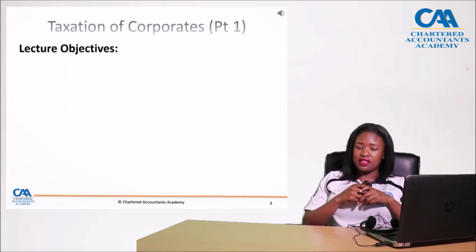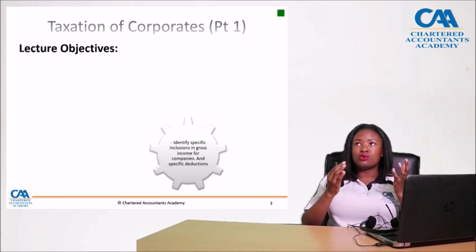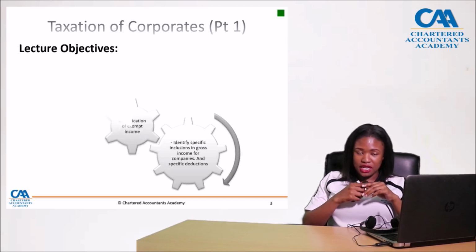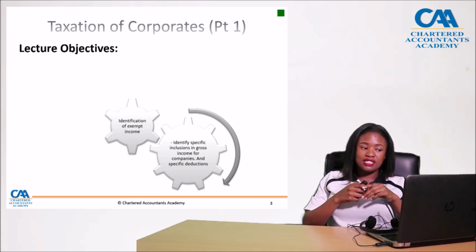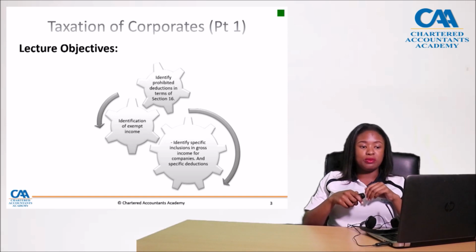The first thing that you have to be able to do after this lecture is to identify the special inclusions and specific deductions from a corporate's gross income. You also have to be able to identify the exempt income of a corporate. And lastly, you should be able to identify the prohibited deductions in terms of the taxable income of a corporate. So firstly, we are going to be starting with our specific inclusions.